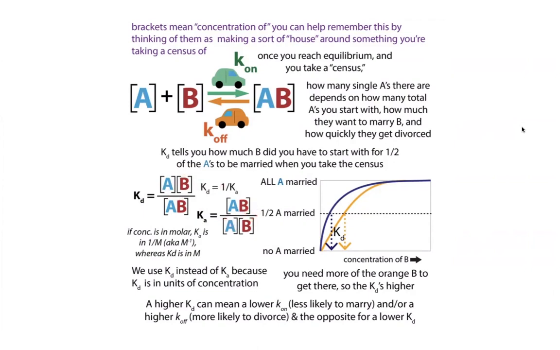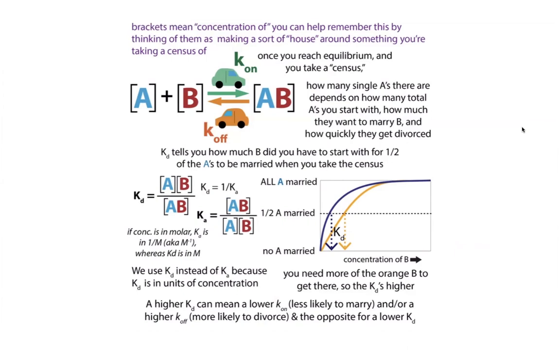And so what this means is that the smaller the value of the KD, the stronger the affinity. The higher the value, the lower the affinity. So if you have a high affinity, what this means is that there doesn't need to be as much of the other thing around in order for half of you to be bound. This could be because you're more likely to get married if you find them, or it could be that you're less likely to get divorced when you find them.